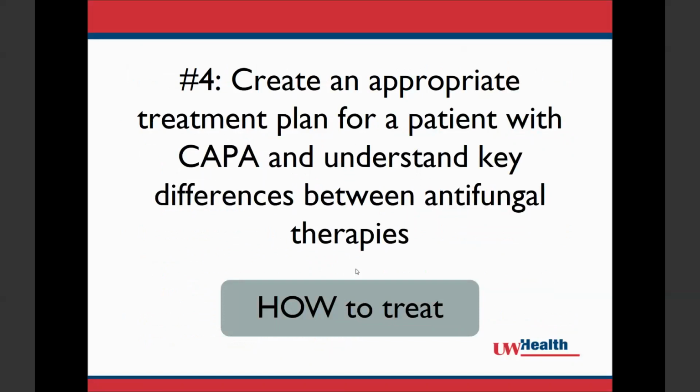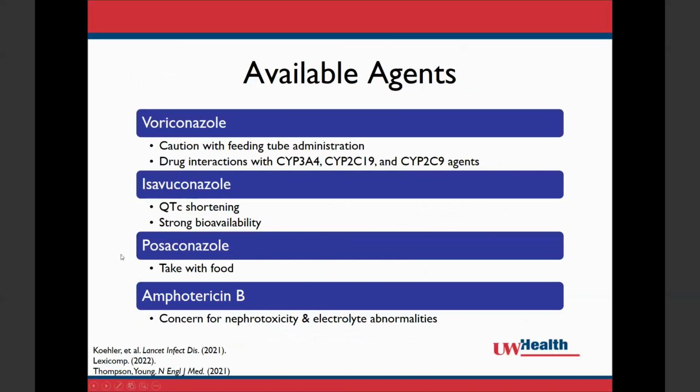All right, so now that we've diagnosed CAPA, how do we go about treating it? So this is a list of potential agents, and I highlighted just a few key differences between them that a lot of you are probably very familiar with. Really the main takeaways are drug interactions with all of the azoles, and that QTc prolongation is also of concern, except for Isavuconazole, which causes QTc shortening. And then Amphotericin B used to be the go-to for Aspergillus, but due to nephrotoxicity and other toxicities with electrolytes, we often go with the azoles first.